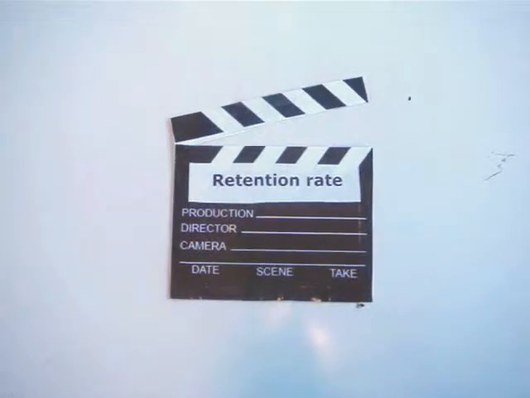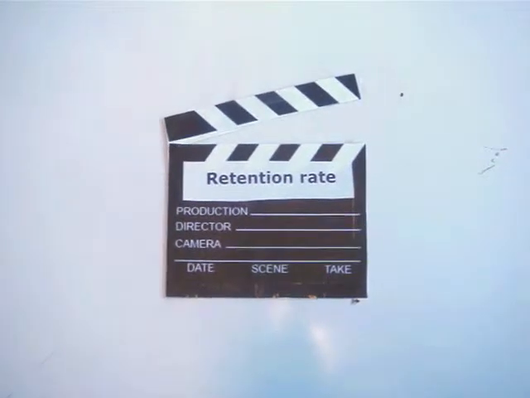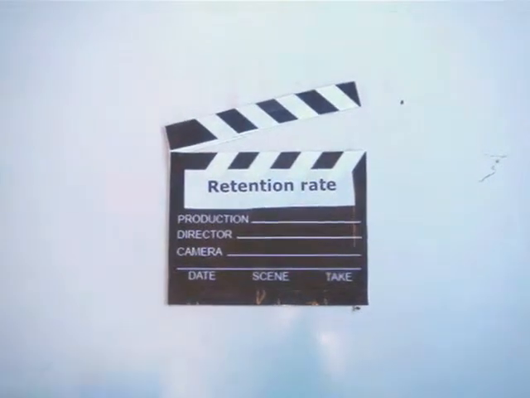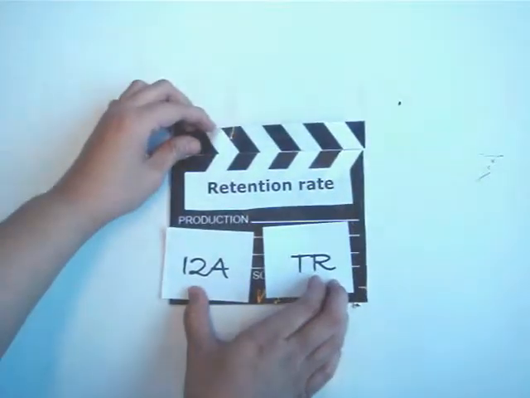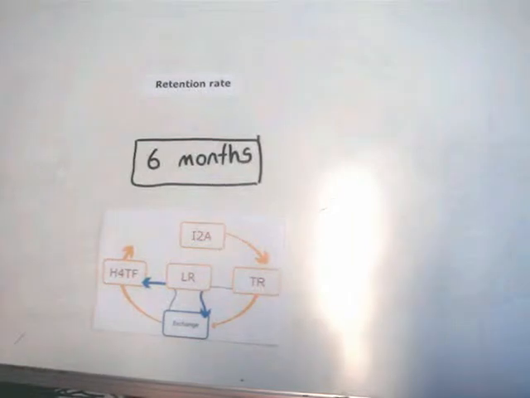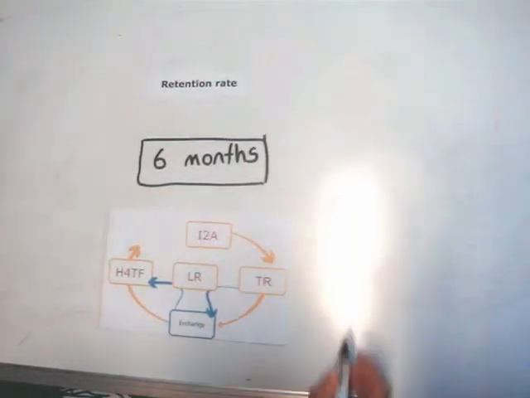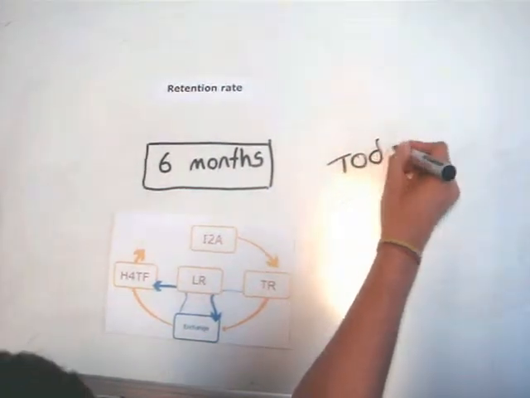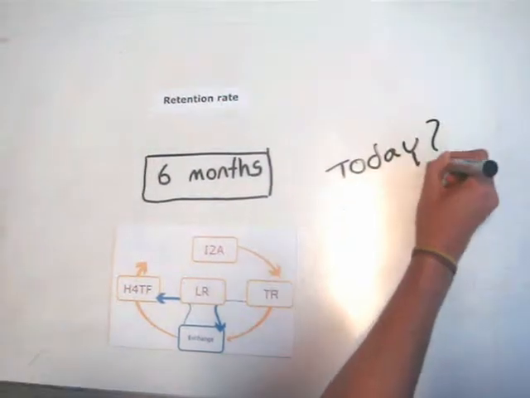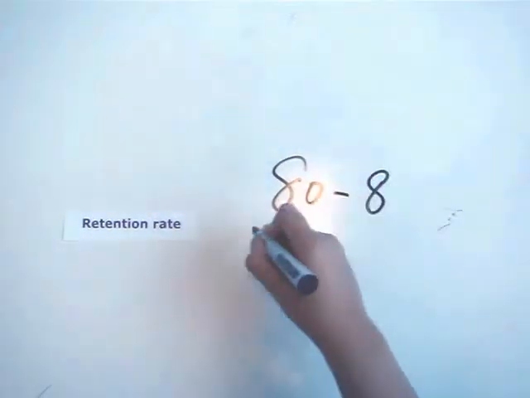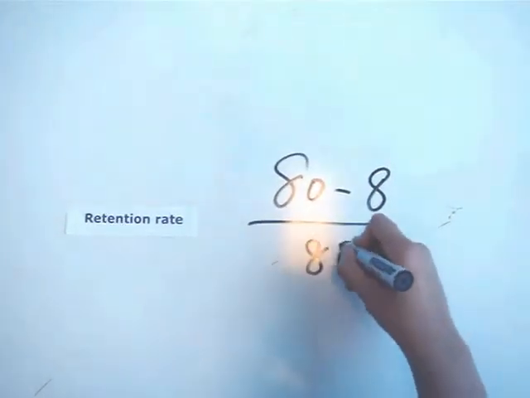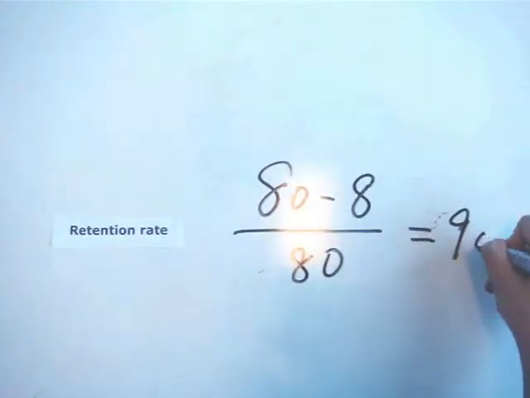Retention rates. This feature will enable you to calculate the retention rate for a 6-month period. This works for members in the Introduction to ISAC and Taking Responsibility stage. Let's have a look. The retention rate is calculated for a 6-month period. For example, if I want to know what my retention rate is today, and we recruited 80 people 6 months ago, and 8 have left ISAC since, our retention rate today is 90%.